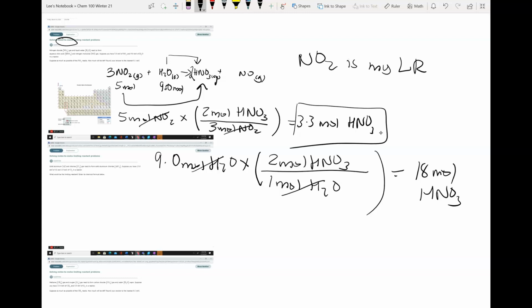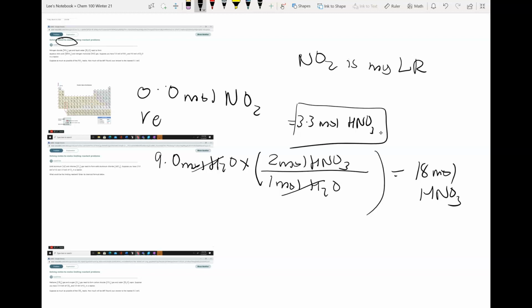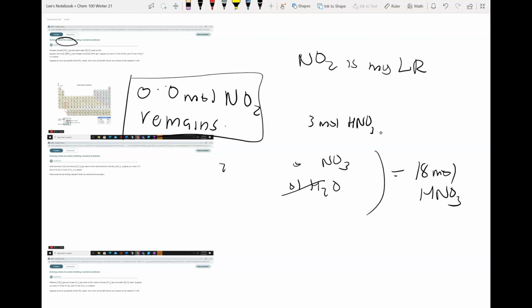So what's going to happen? How much NO2 is going to be left behind? None. There's not going to be any because it's the limiting reactant, so it gets completely consumed. So the answer to this one is 0.0 mole of NO2 remains. There we go. So that's that. So let's move on and do another one.